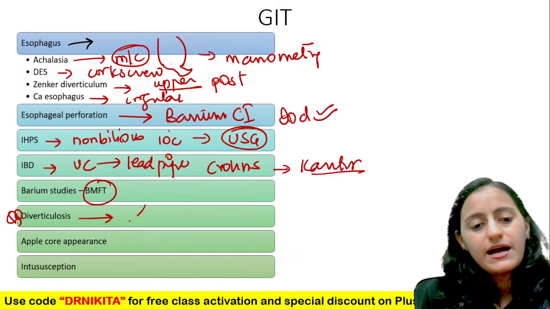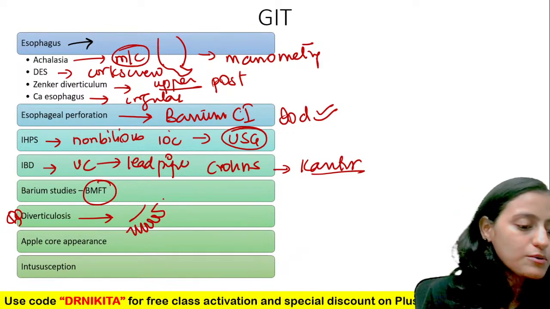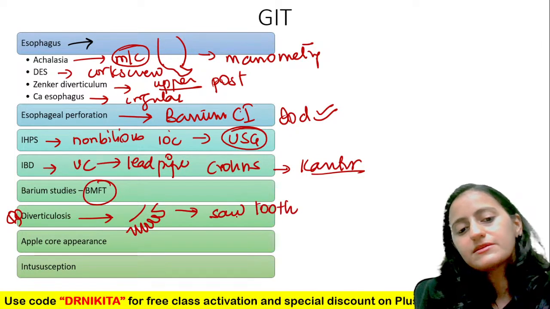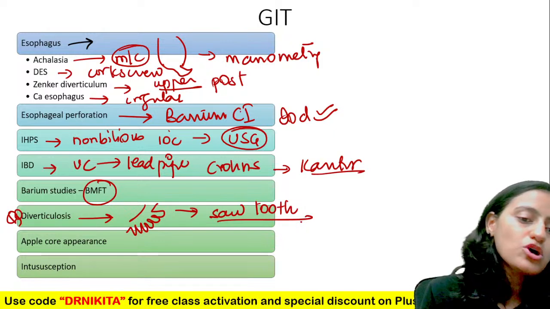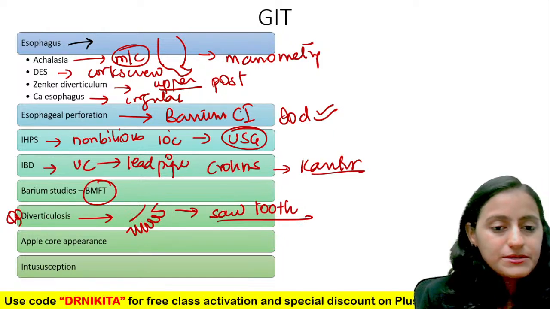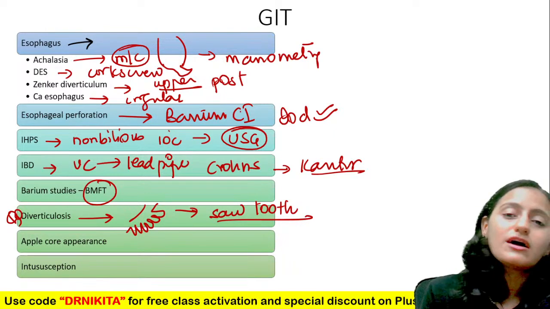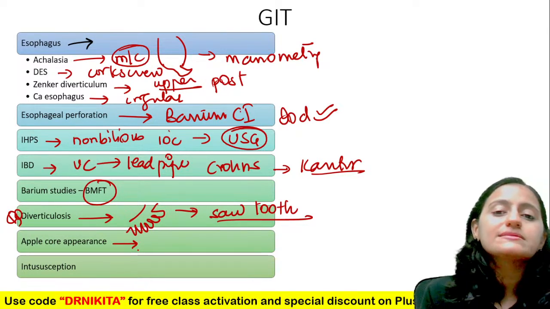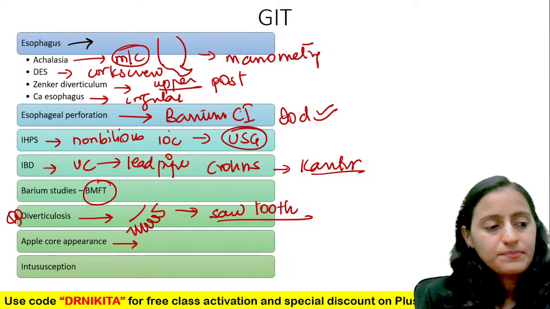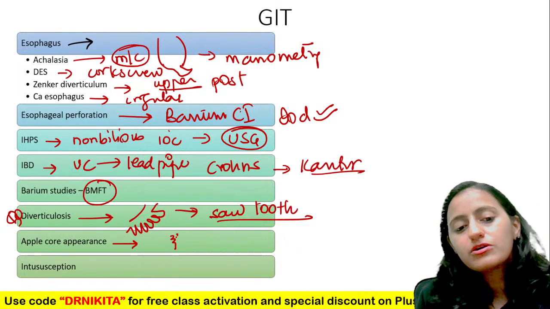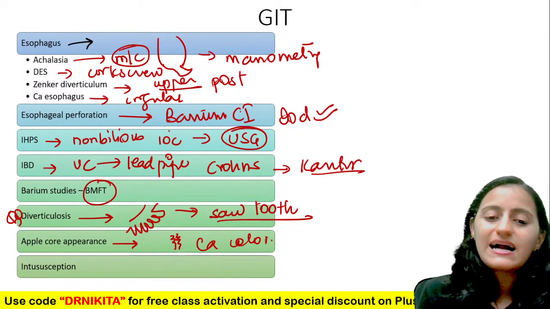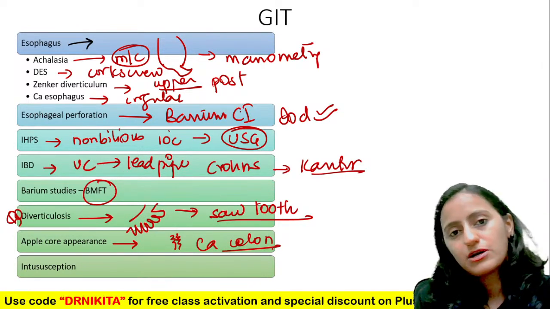Diverticula are basically outpouchings coming from the colonic wall, right? So it appears like a sawtooth appearance. Very, very important. This is the sawtooth, not the molar tooth. Where do you see the apple core appearance in the colon? The apple core is basically the irregular narrowing seen with carcinoma colon.